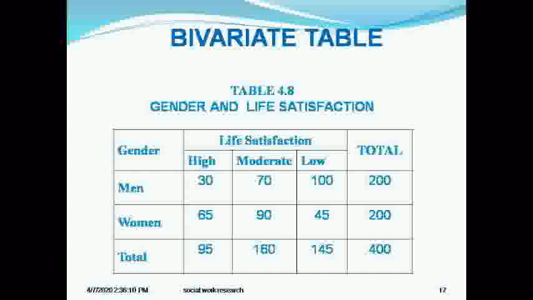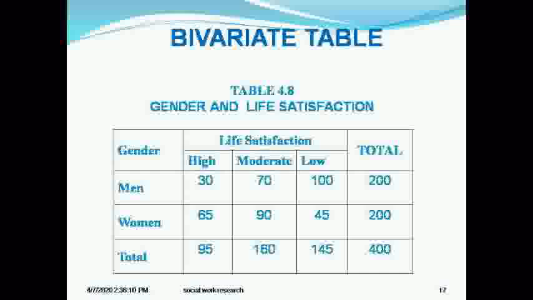We have now the bivariate table, which shows the data in 2 variables. Usually the independent variable is the row variable and the dependent variable is the column variable. In the given example, you will find gender as the independent variable, life satisfaction as dependent variable. You will find in the table the data presented in a bivariate table.